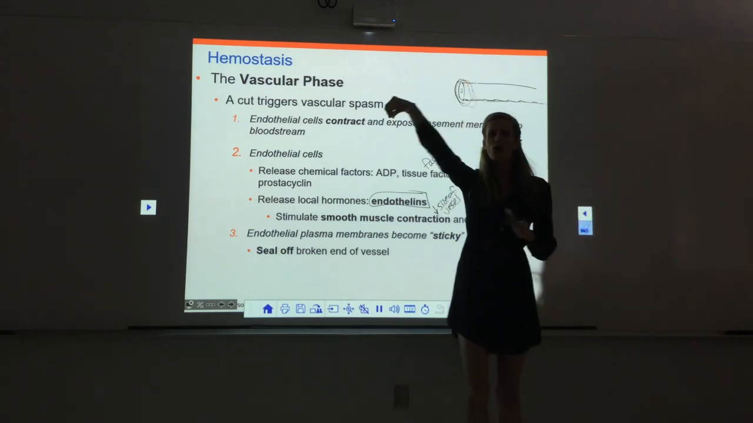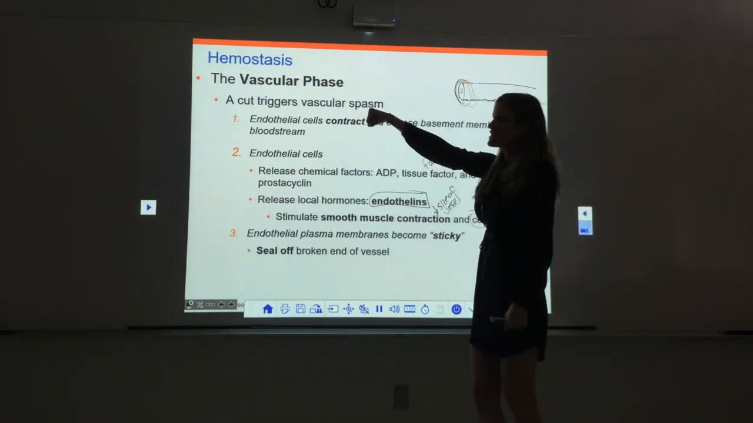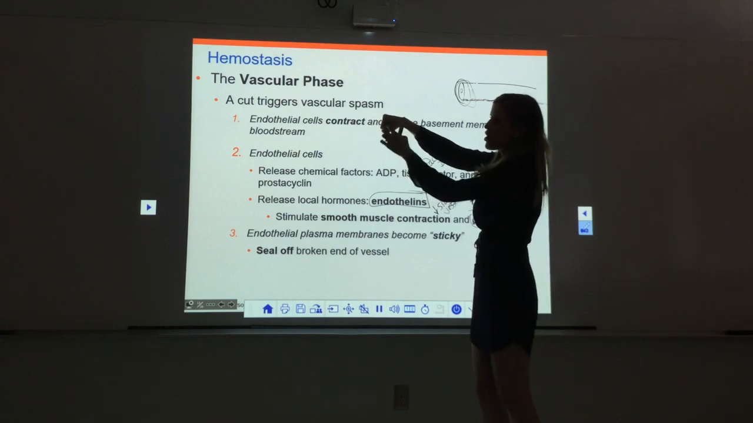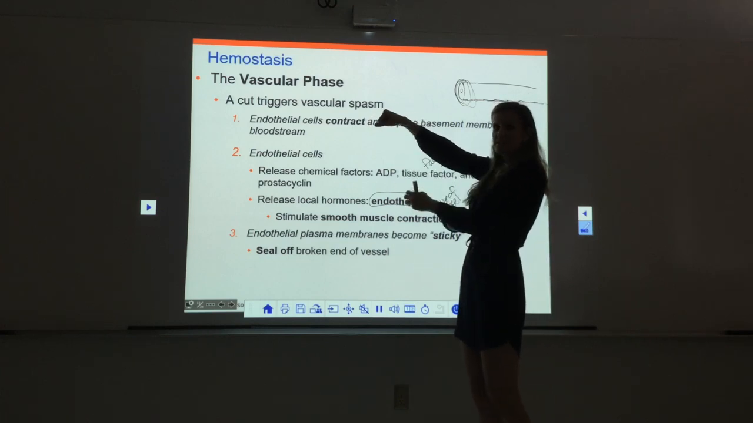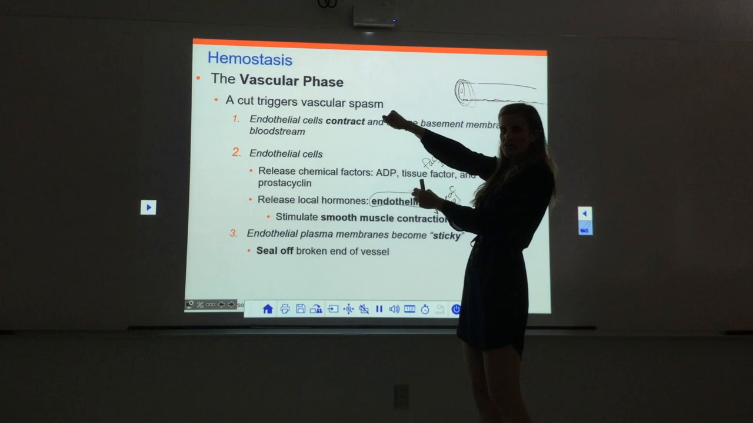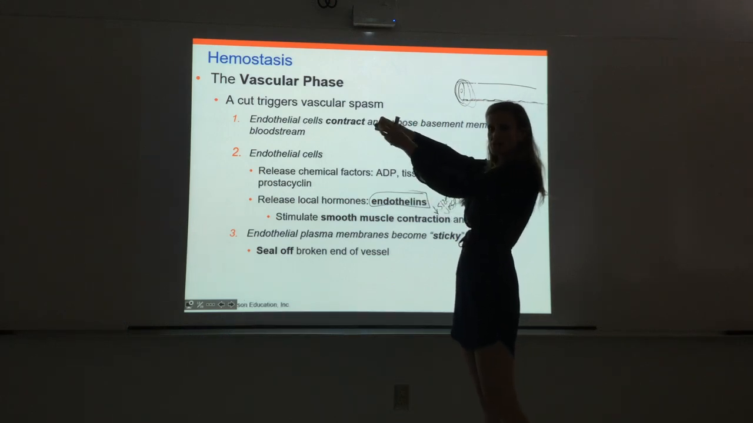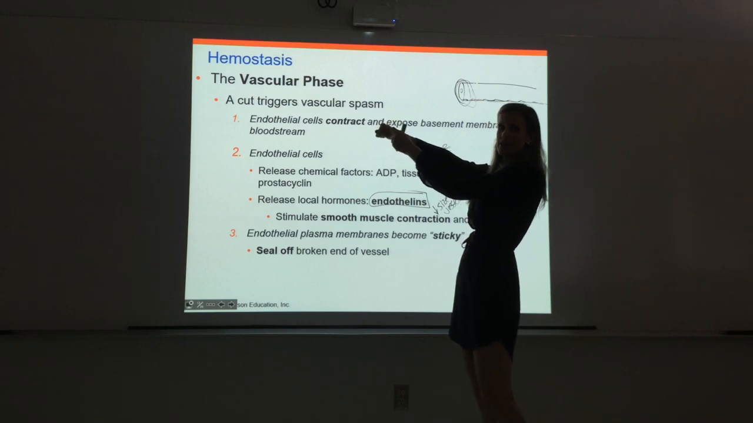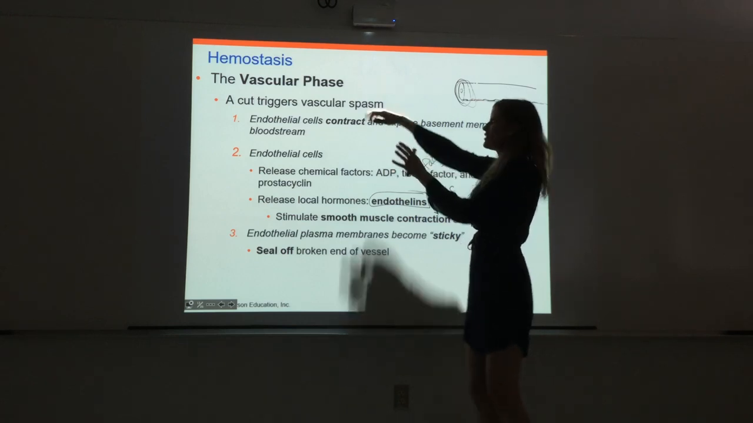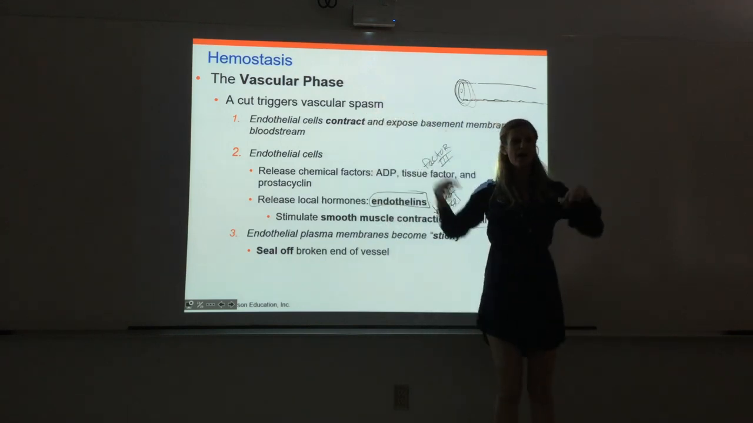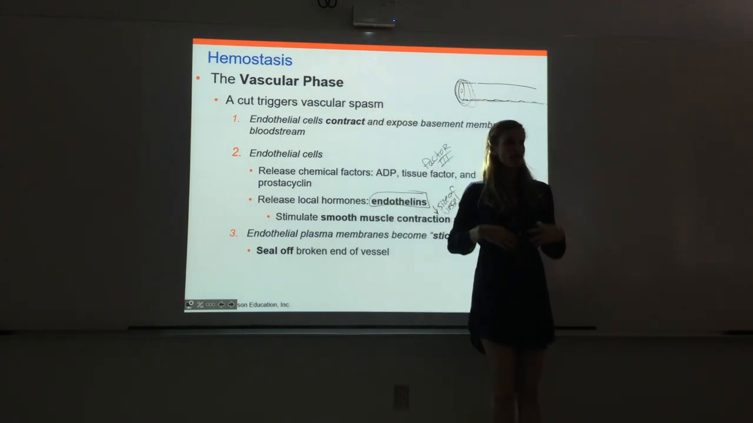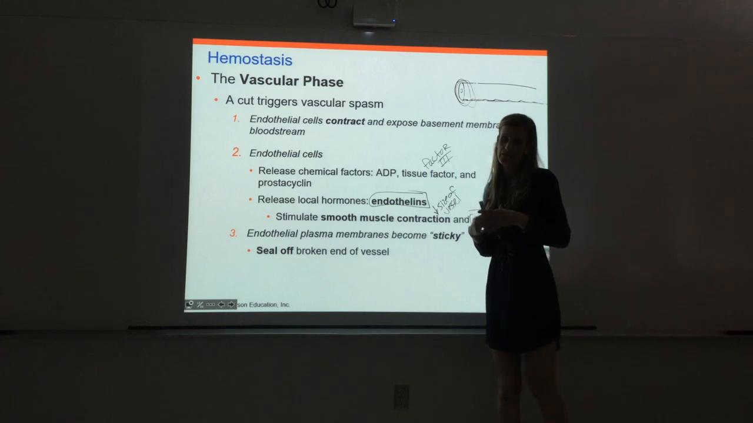So you have this big hole like this. You shrink it and make it smaller, and then all the cells lining it start to get sticky and try to stick together like this. Then we're also causing cell division in all of these cells, so new cells are coming to pack in this area. Again, the whole point is we're trying to repair that vessel. The vascular phase is everything that's happening in the vessel, trying to repair the integrity of that vessel.